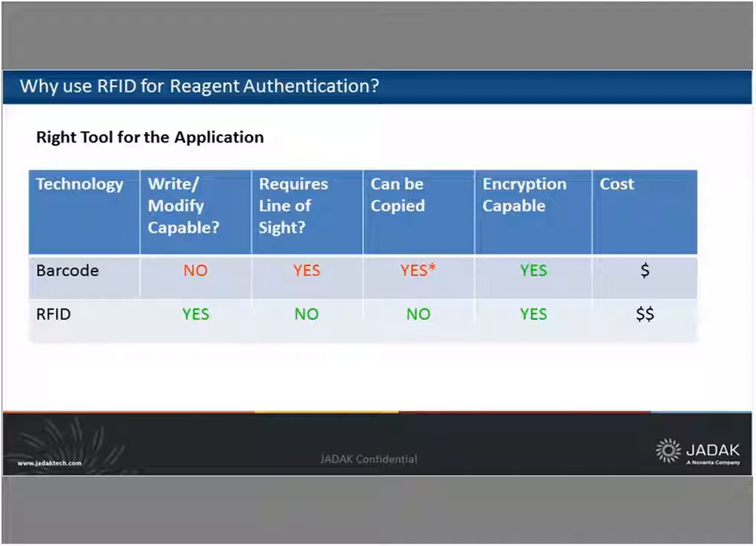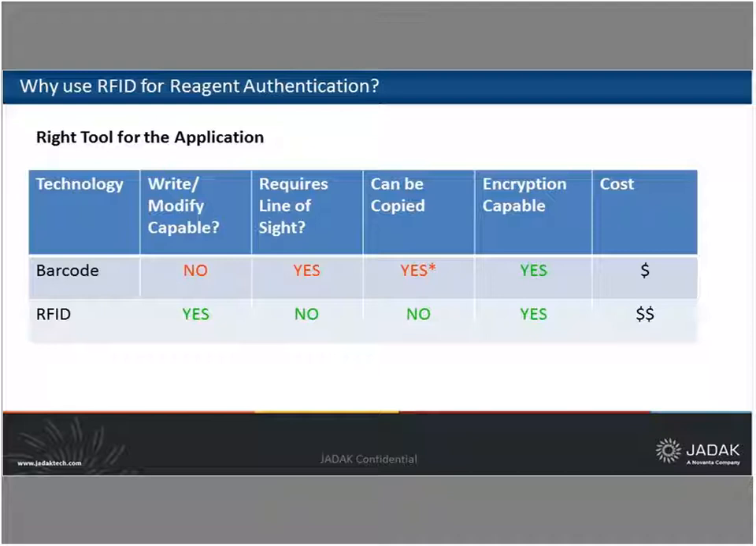The reason there's an asterisk on there is we do work with folks that deal with controlled substances and things like that for identification using barcode. They can put a red filter overlay on top of that so that the barcode reader can actually see it and read it, but you can't throw it on a copy machine and copy it. Encryption capable? Sure, you can put encrypted data both into a barcode and to an RFID device.